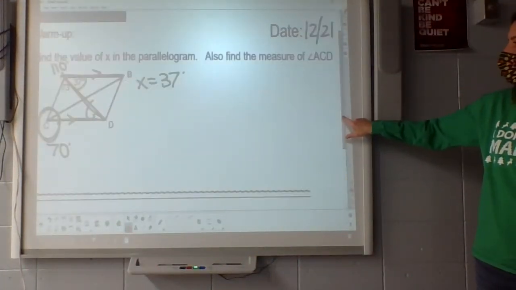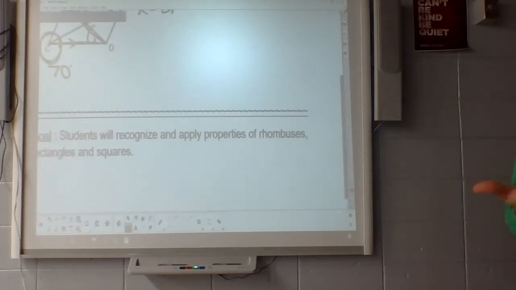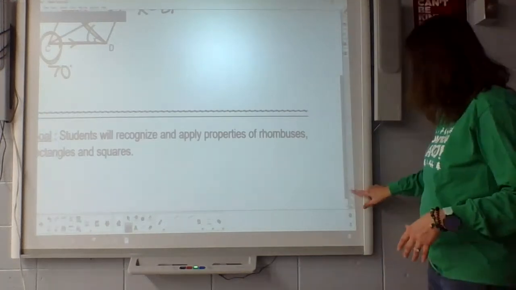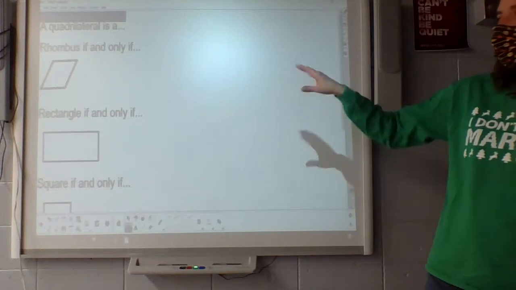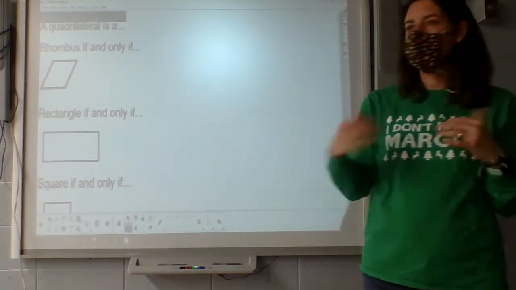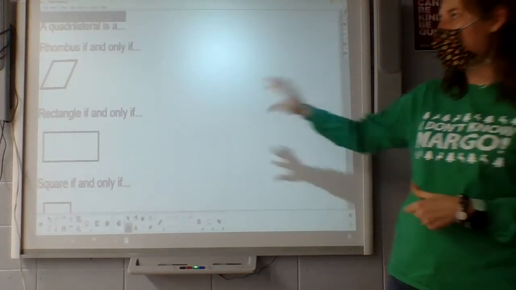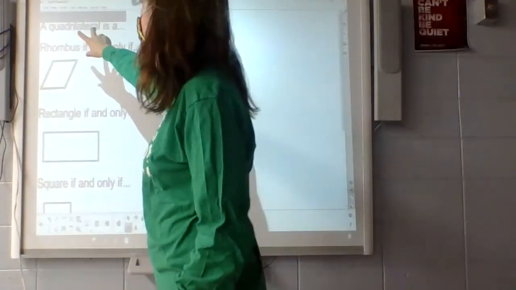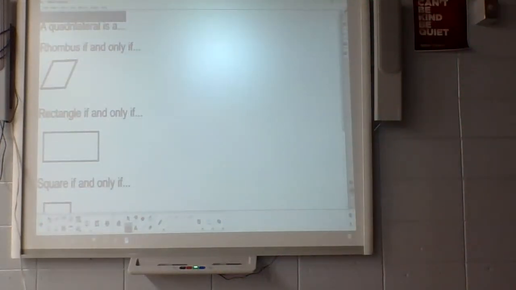All right, so again, we're talking about these other shapes: rhombuses, rectangles, and squares. They're more specific types of quadrilaterals. So we're going to talk about what makes something a rhombus, what makes something a rectangle, what makes something a square. First of all, it has to be a quadrilateral, so it has to have four sides. That part is kind of a given.